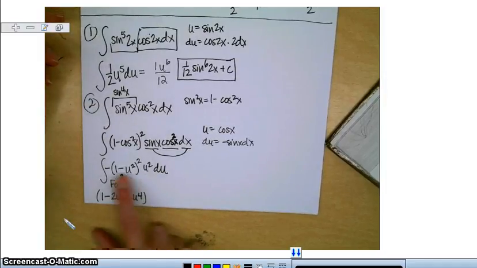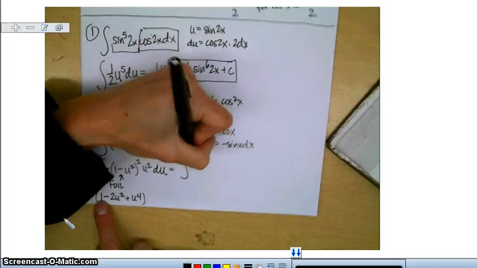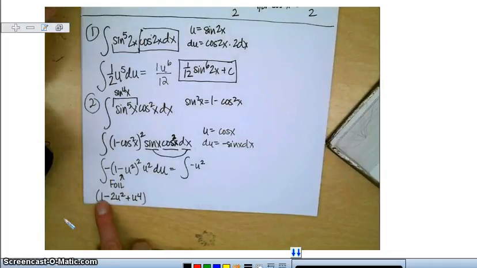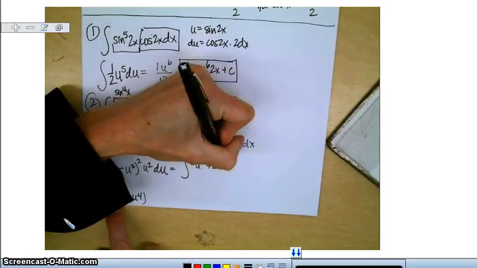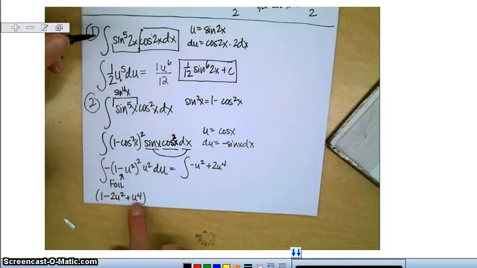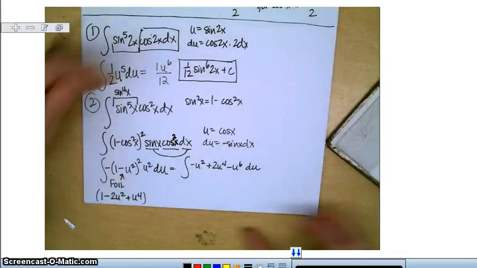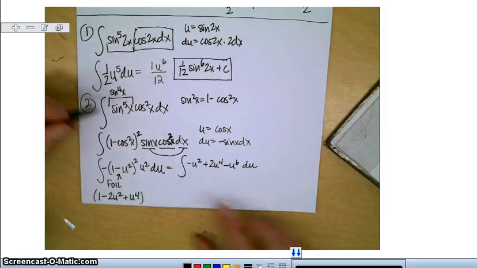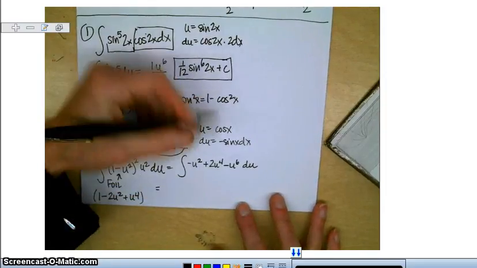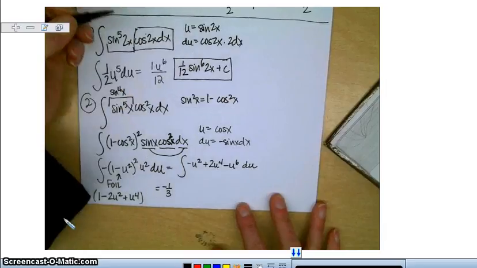If I then distribute the negative u squared, I'm integrating negative u squared, and then negative u squared times negative 2u squared is positive 2u to the 4th. And then negative u squared times u to the 4th is minus u to the 6th, du. And now the power rule. If I add 1 to each of the exponents, add 1 to the power, divide by the new power, I'll get negative 1/3. Can I just put the u's in now?